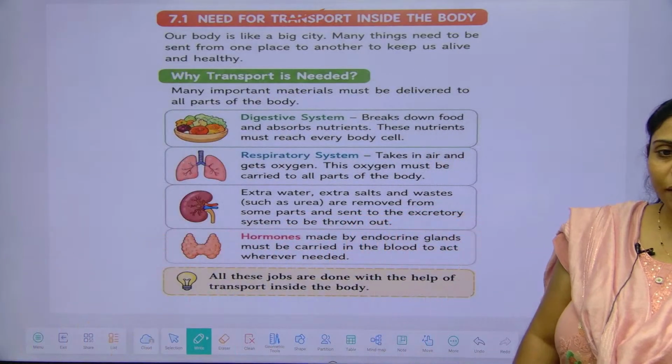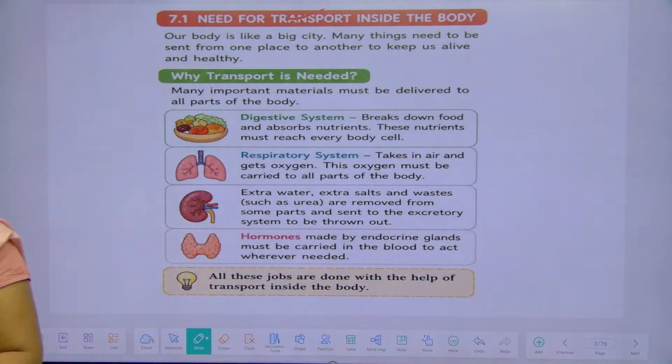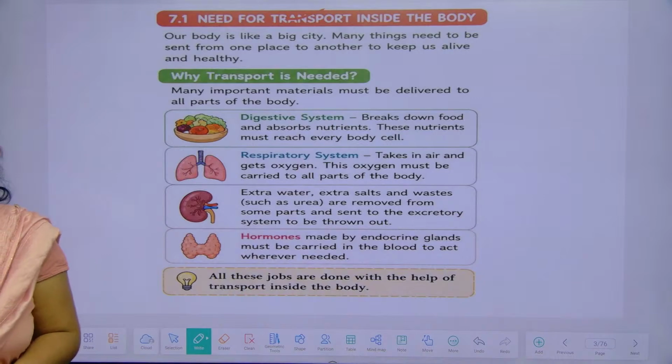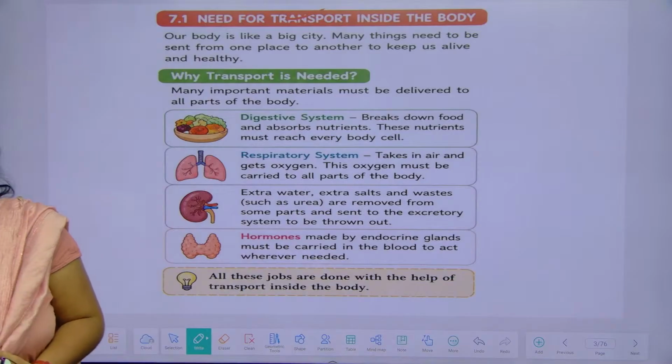Yes, blood and water, not water, blood and lymph. So, what is the function of the blood? What is it transporting? What is it carrying? What is the blood carrying?